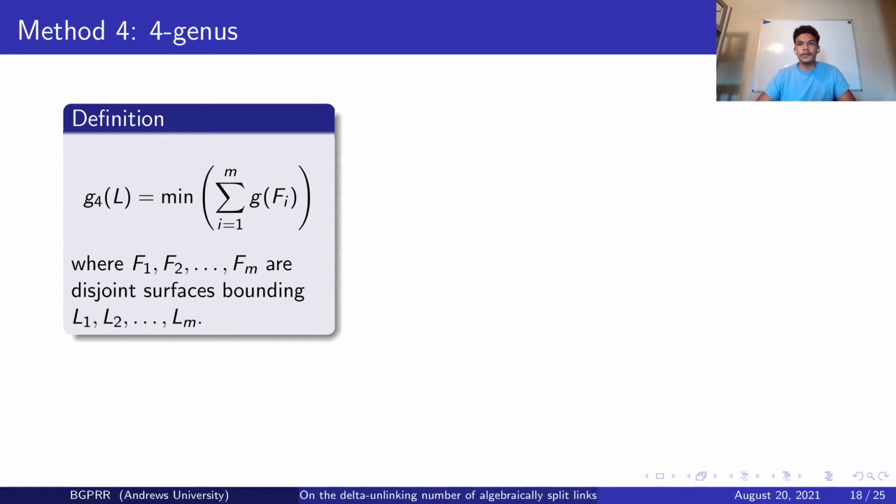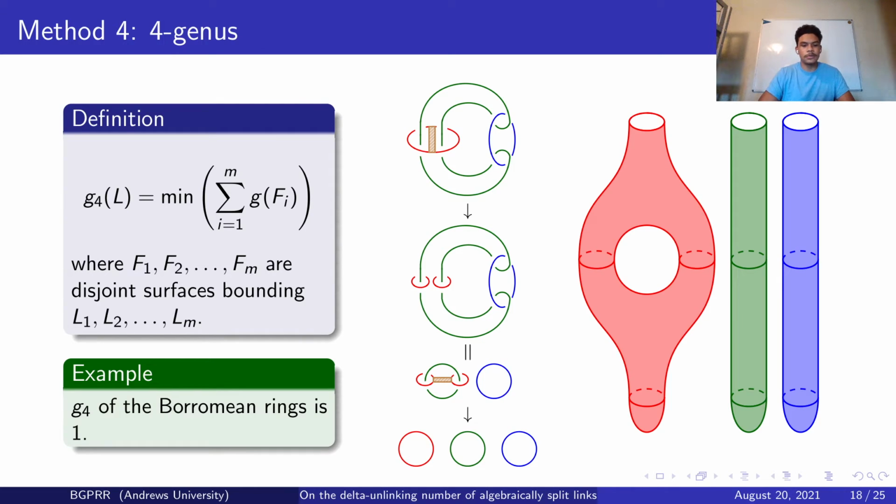Now, for links, we can think of these components as all being the boundary of one surface, or as being boundaries of their own disjoint surfaces. If we look in the latter case, where each component is the boundary of some 4-dimensional surface, we can add up the genera of these surfaces and introduce the notion of the 4 genus, where the 4 genus is the minimum sum of the genera of these disjoint surfaces. An example of this is the Borromean rings having a 4 genus of 1.